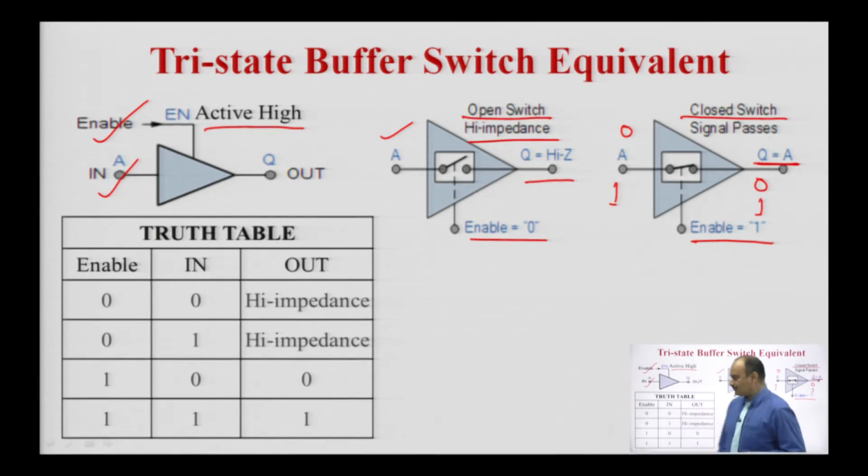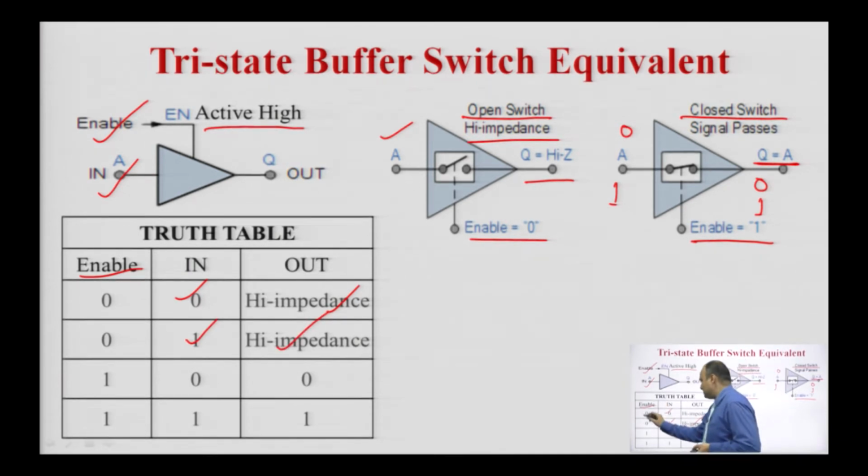The operation of this tri-state buffer can be easily understood with the help of this truth table. This is the status of the enable. If logic 0 is applied to this particular tri-state buffer, which is active high, it acts as an open switch. So when we apply input 0, the output is always the high impedance state, and if we apply input logic 1, the output is again the high impedance state.